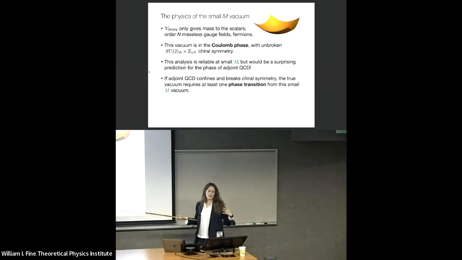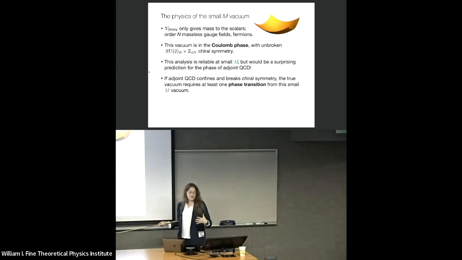So this is an exotic kind of vacuum. I want to emphasize that this analysis is reliable in this soft supersymmetry regime with small supersymmetry breaking. But this would be a very, very surprising prediction for the IR phase of adjoint QCD. In particular, it's extremely far away from the phase with confinement and chiral symmetry breaking in the CP1s that I described earlier that one might predict. So one of the takeaways at this point is that if adjoint QCD does confine and break chiral symmetry, then the true vacuum is going to require at least one phase transition away from this small m vacuum.